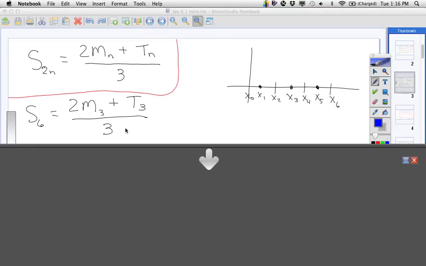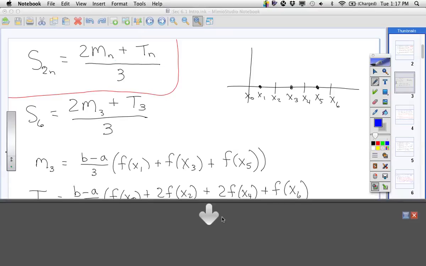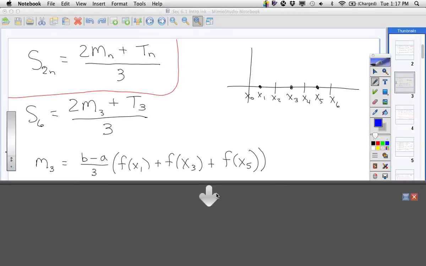Okay, here's our formula for an S6: 2 M3s plus a T3, divided by 3. Okay, so I've written out my M3. My M3 is going to use X1, it's going to use X3, and it's going to use X5. Everybody with me there? And then we got B minus A divided by 3, right? B minus A divided by N. N is 3 right now because we did M3.